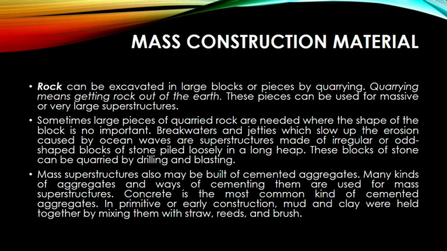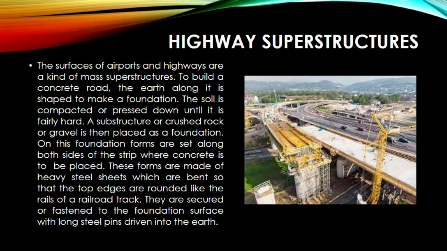Mass superstructure also may be built of cemented aggregates. Many kinds of aggregates and ways of cementing them are used for mass superstructure. Concrete is the most common kind of cemented aggregate. In primitive or early construction, mud and clay were held together by mixing them with straw, reeds, and brush.